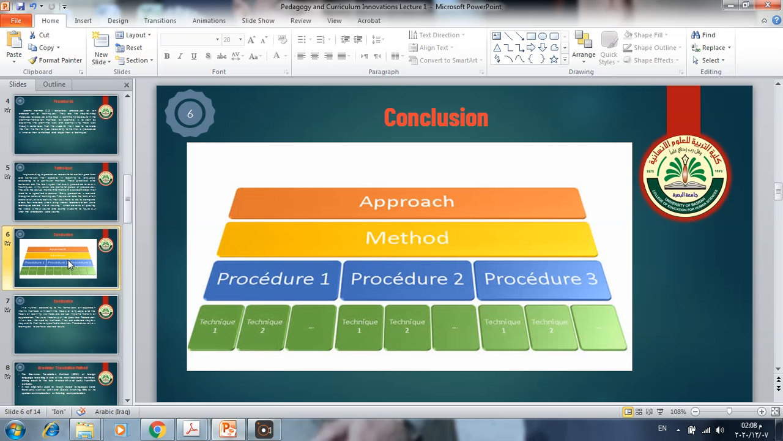The method takes the ideas from the approach and puts them into application. Each method needs certain procedures, more than one procedure. These procedures represent the application of the method. And under each procedure, we have certain sets of practices, which are the techniques that help us to reach our major aim of language teaching.